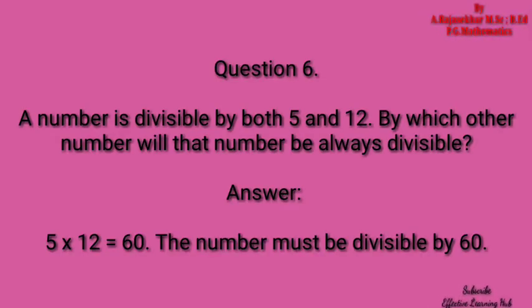Question 6. A number is divisible by both 5 and 12. By which other number will that number always be divisible? So multiply the two numbers, 5 into 12. 5 twelves are 60. The number must be divisible by 60.